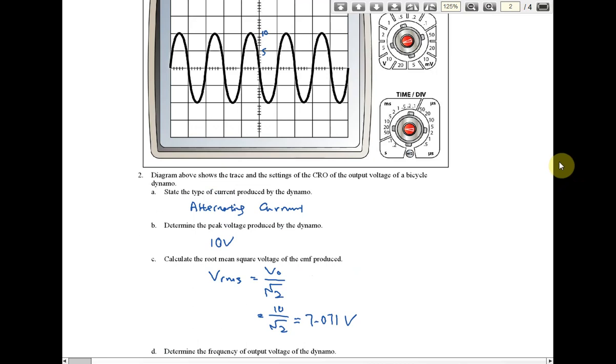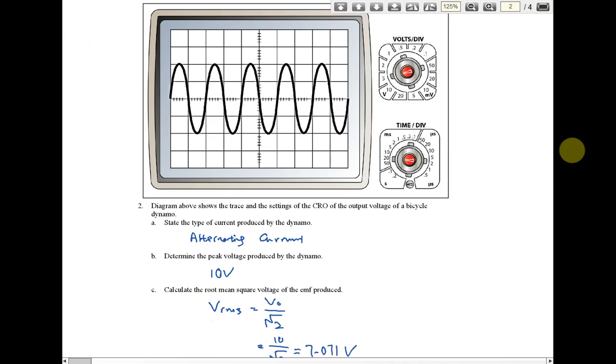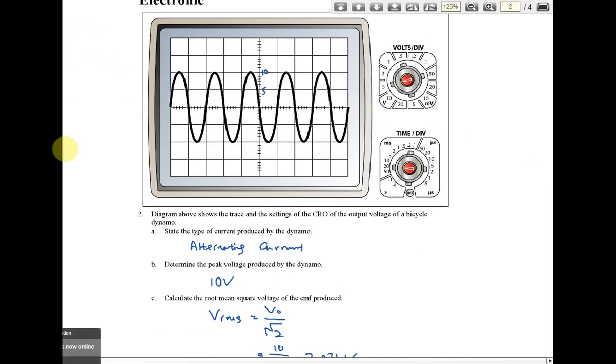Question D, determine the frequency of the output voltage of the dynamo. Frequency can be calculated by using the formula f equals 1 over T. f is the frequency. What is T? Period. So T is the period, and the period is the time for one complete oscillation.